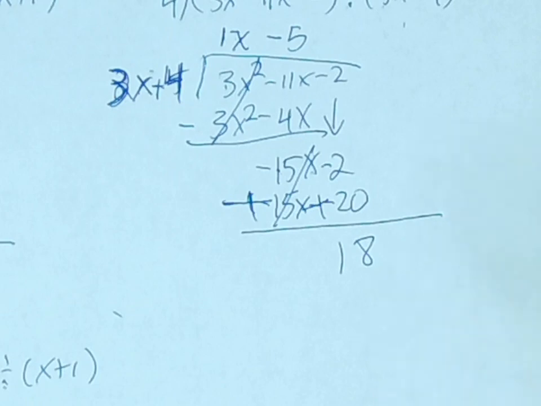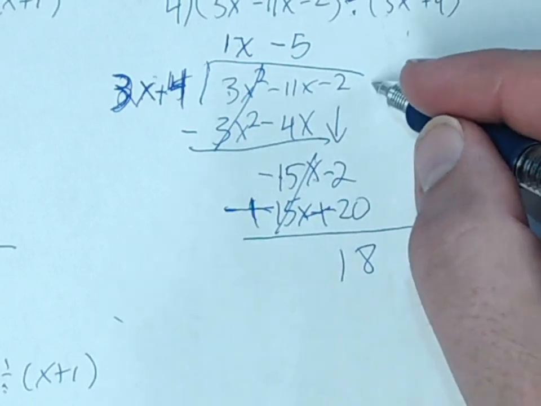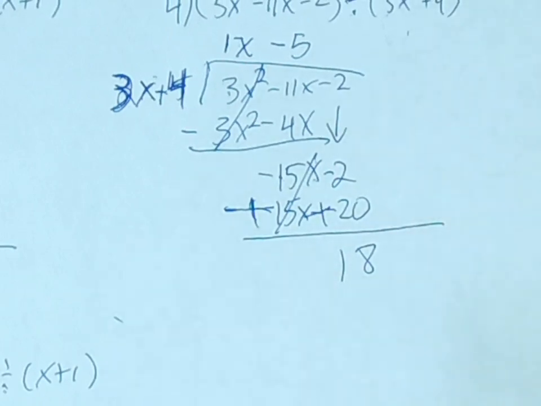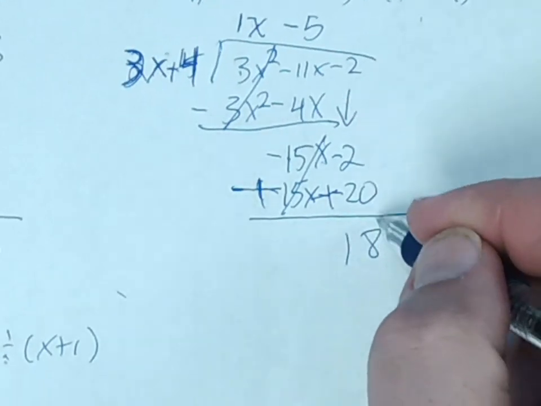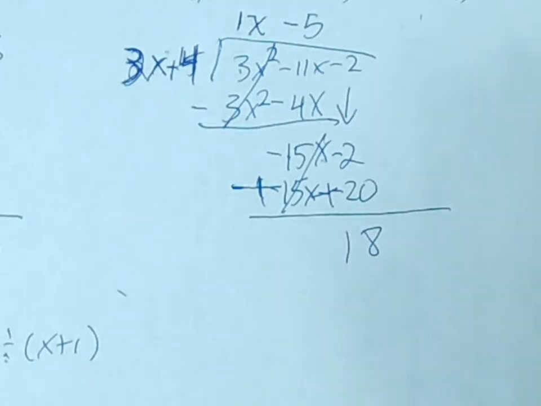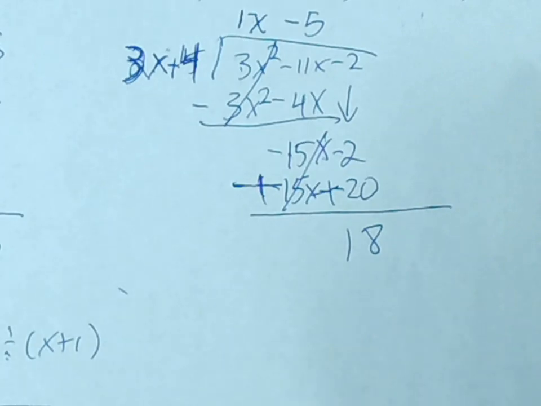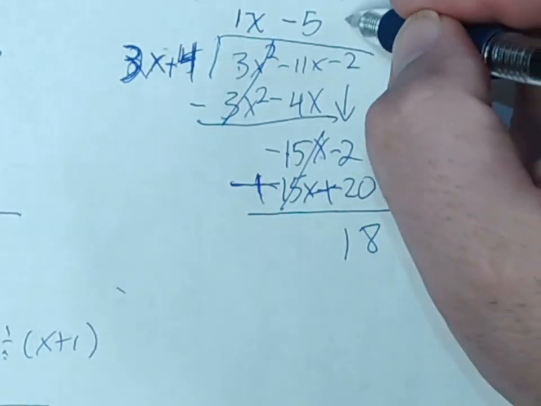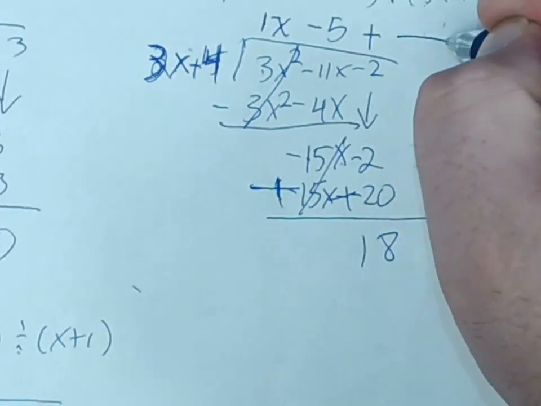Now, if this was a numeric division problem, we would start putting zeros on there and create a decimal. But we can't do that with polynomials. So instead, once we get to this point, if there is a remainder, we're going to do a cool little trick where we're going to make a fraction. So I'm going to put a plus on here, and I'm going to make a fraction on the end.